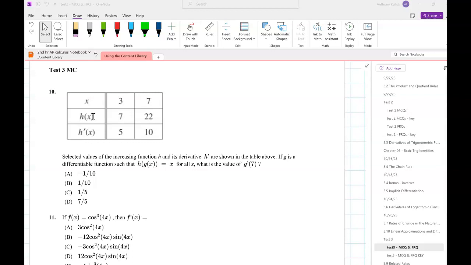Well, if h sends 3 to 7, if I do an inverse, then it has to undo whatever the other one is doing. h of 3 is equal to 7. I wanted the 7 over here. I don't care about h of 3. I cared that it was equal to 7, because I needed a y coordinate of 7 for my h, so I can figure out what the g is, because they're inverses.